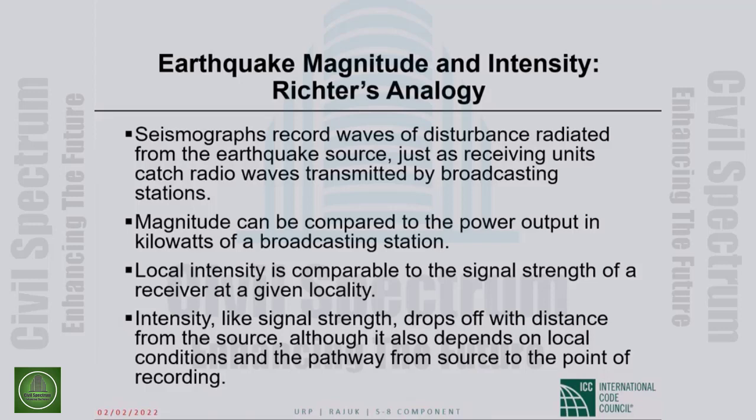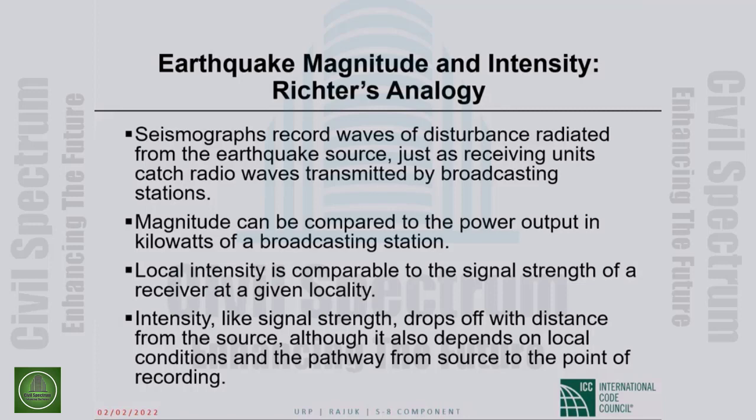Magnitude can be compared to the power output in kilowatts of a broadcasting station. That's magnitude: energy released at source in the case of an earthquake. Local intensity is comparable to the signal strength of a receiver at a given locality. So it is the signal strength where you are, the intensity. Intensity, like signal strength, drops off with distance from the source. That's easily understandable, right? Close to the broadcasting station, you will catch a stronger signal than away from the broadcasting station.